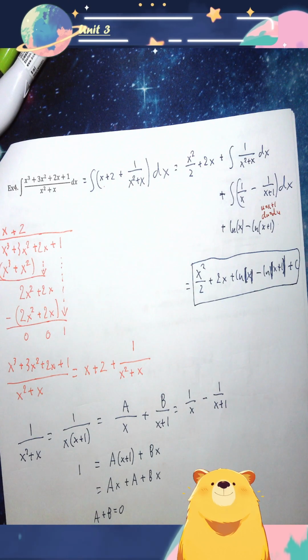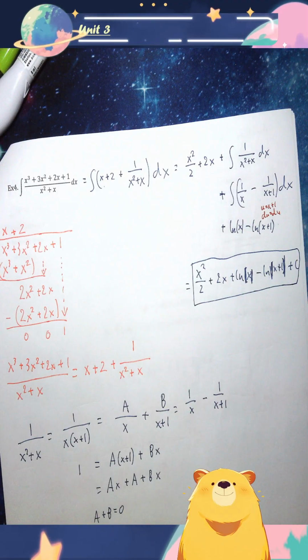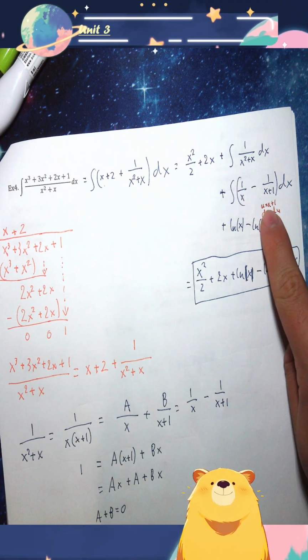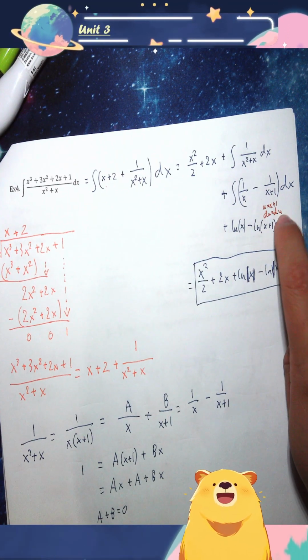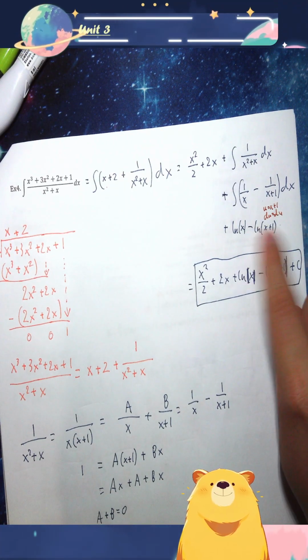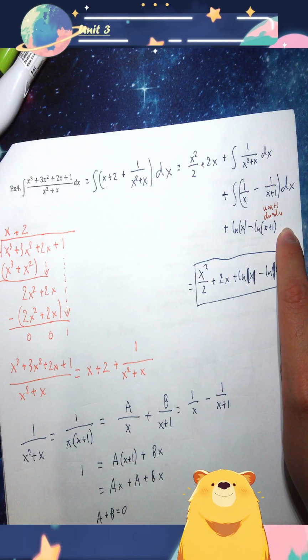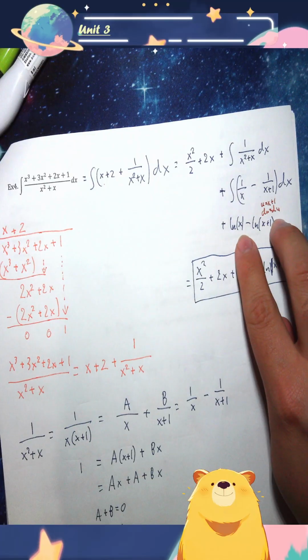1 over x minus 1 over x plus 1 dx. From here, we know the u substitution. Well, this doesn't have u substitution, but we know the substitution for this is pretty straightforward. u is x plus 1, du is equal to dx. So we have this to be ln of x minus ln of x plus 1.